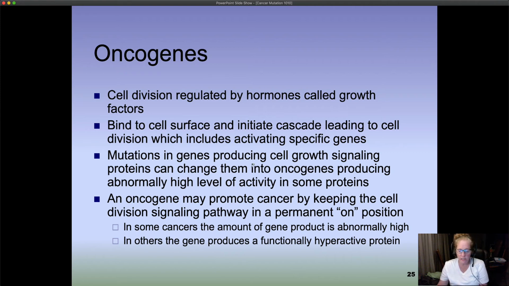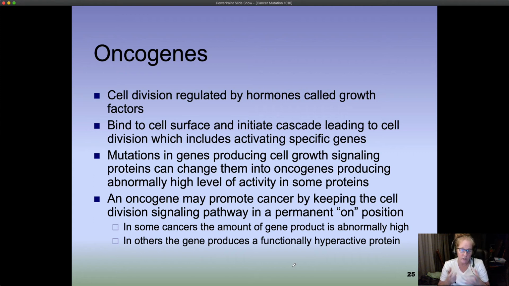So mutations in genes that produce cell growth signaling change the oncogenes into producing super high levels of these proteins, and this signal becomes very intense. Oncogenes promote cancer by basically keeping the proliferation pathway on all the time. It just flips on the on switch and holds it up there and just says divide, divide, divide. And so these cells keep dividing.